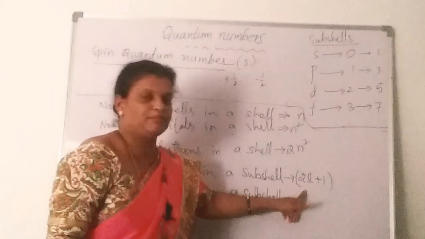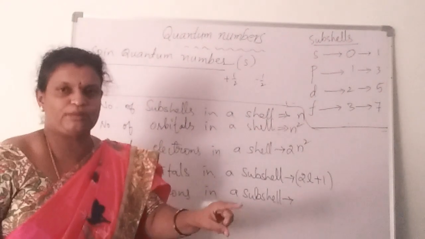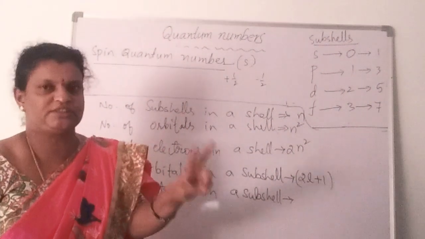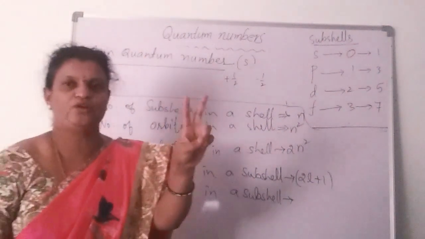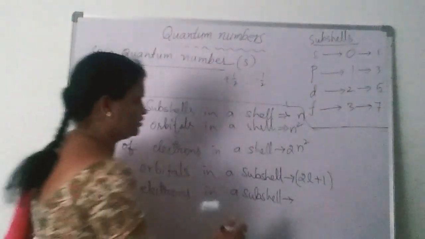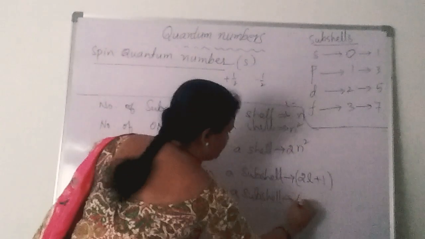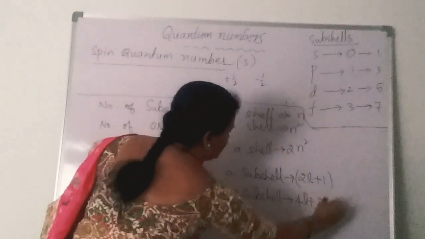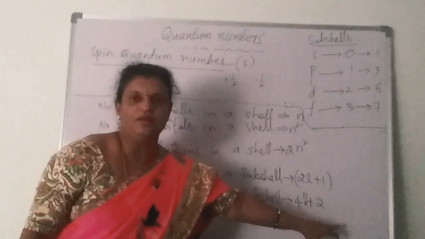Because here we are getting the number of orbitals as 2l plus 1. So what is the number of electrons present in each orbital? In one bench, how many students will sit? 2. So in one orbital, 2 electrons will be accommodated, one rotating in a clockwise manner and the other rotating in an anti-clockwise manner. So what is the formula we are going to write? 2 into 2l plus 1, otherwise simply 4l plus 2. 2 into 2l plus 1 is nothing but 4l plus 2.